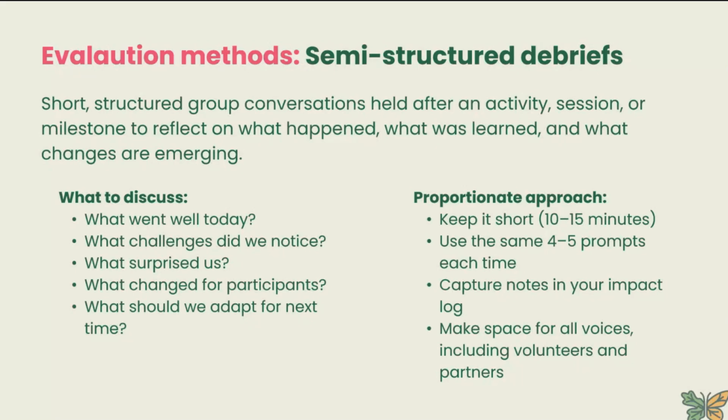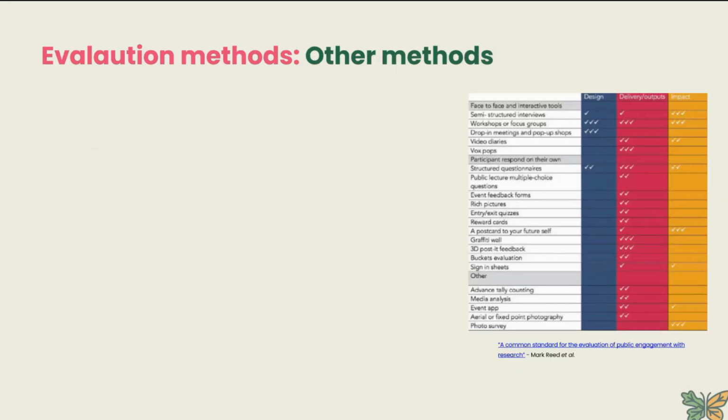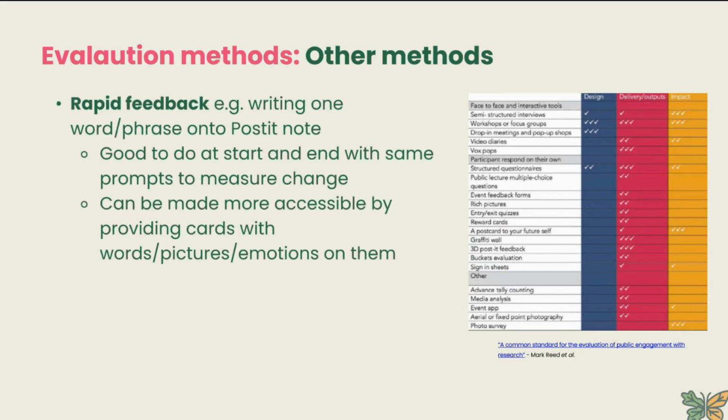But as I said, those are the main ones that the project teams I'm working with are using, but other methods exist. And this is a whole paper full of evaluation methods, such as rapid feedback. So writing one word or a phrase on a post-it note and leaving it on the wall before you walk out the door. But it can also be made more accessible by having a series of cards that people just read or look at an emotion and pick up, maybe before they leave, to express how they're feeling.